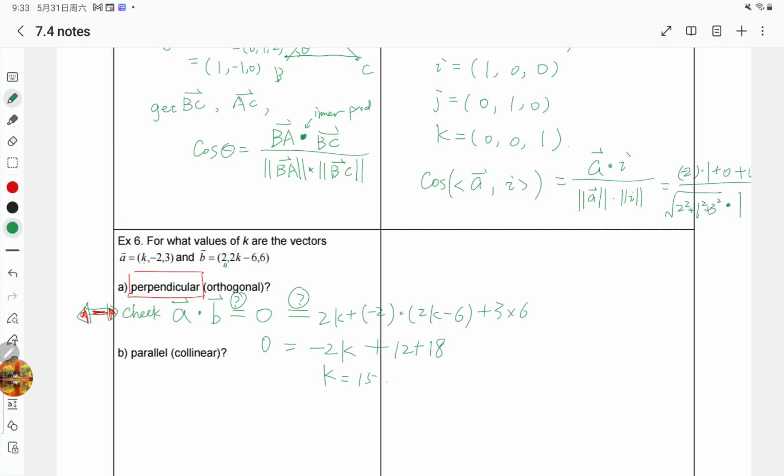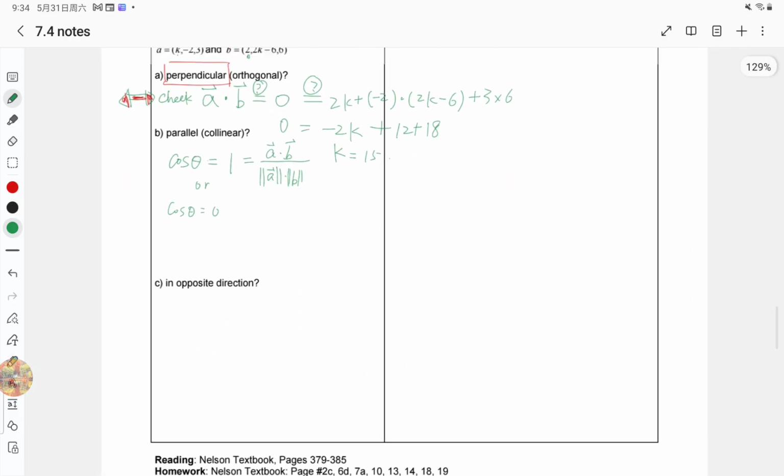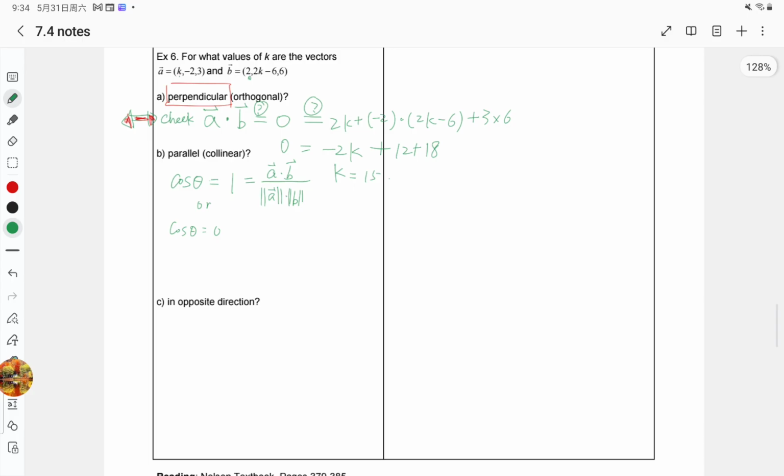And parallel, collinear. Okay, parallel, collinear. Yeah, parallel collinear is just cosine theta equal to 1, or cosine theta equal to 0. And then it's the same old trick, you take A inner product with B, and then over the norm of A and the norm of B. Okay, I think we're pretty good for now. Good shape for now. Oh, okay, parallel. Sorry. Parallel means cosine theta is 0.